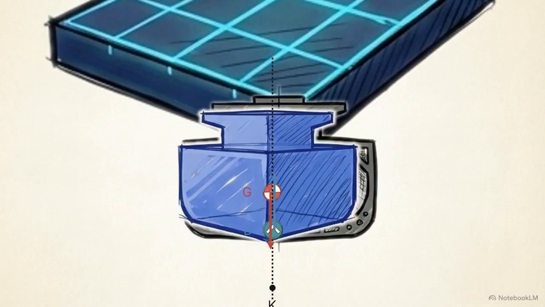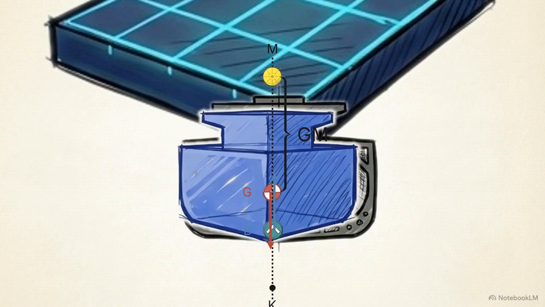The distance between the center of gravity and the metacenter is called the metacentric height, or GM. We calculate this by taking the height of the metacenter and subtracting the height of gravity. As long as the center of gravity remains strictly below the metacenter, the vessel possesses positive initial stability, generating the righting forces needed to snap back upright.